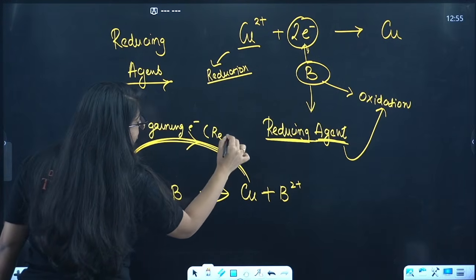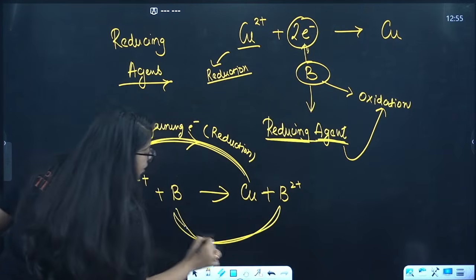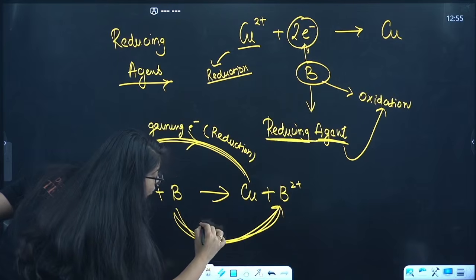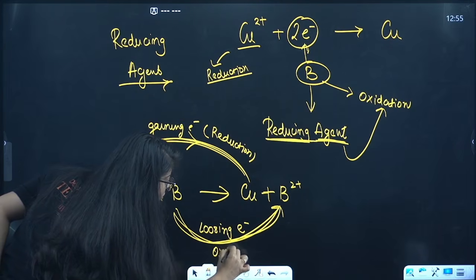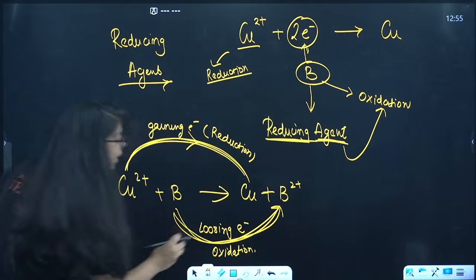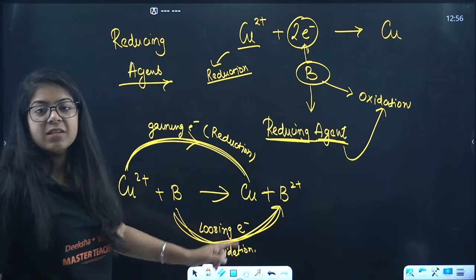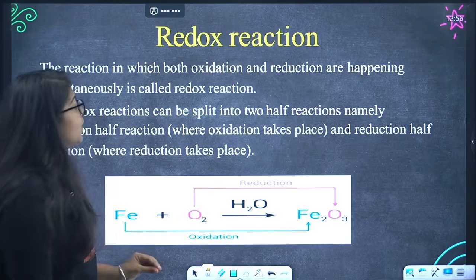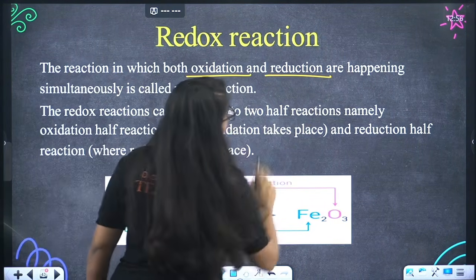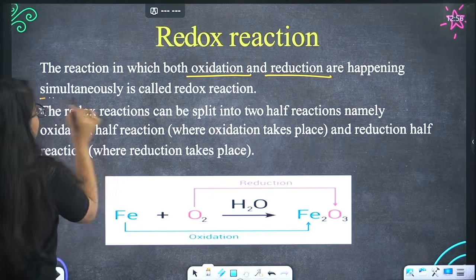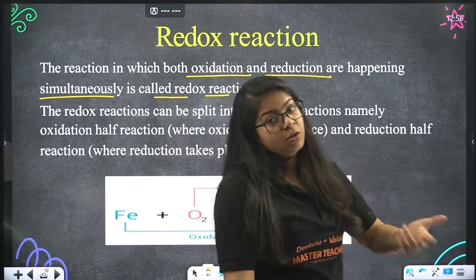That means reduction. But at B, 0 to plus 2, we are losing electrons. That means oxidation. So in a single chemical reaction, we are having reduction and oxidation as well. And that is what, beta, a redox reaction is. A reaction in which both oxidation and reduction are happening simultaneously is called a redox reaction. That means one thing is gaining electrons, one thing is losing electrons.